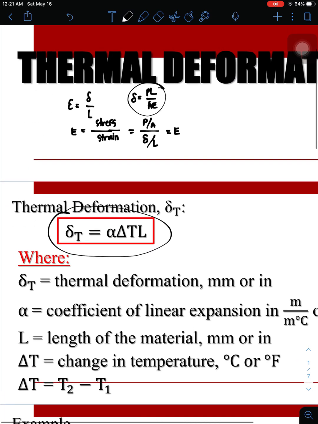And L here is the length of the material that we are using, and the change of temperature may be in degrees Celsius or in Fahrenheit, and that's equal to the final temperature T2 minus the initial temperature T1. Let's have example number 1.